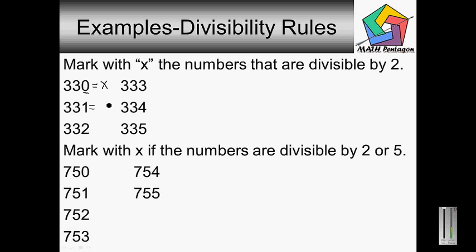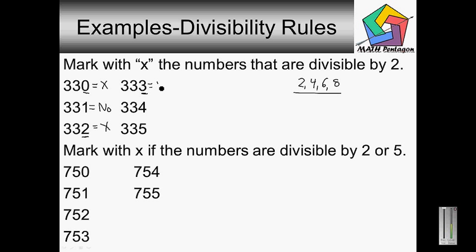For 331, no, because it doesn't end with, let me write it out here, 2, 4, 6, and 8. These are the numbers that it must end with. So this is not it. No. 2, yes, because it's divisible by 2, yes. So this would be X.